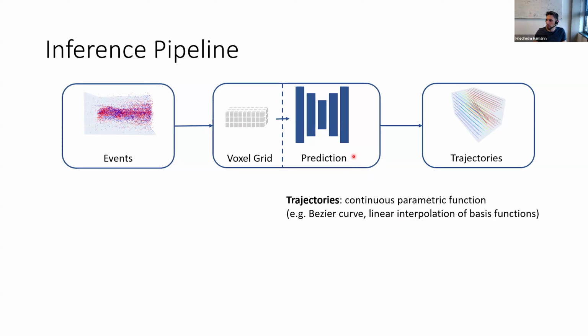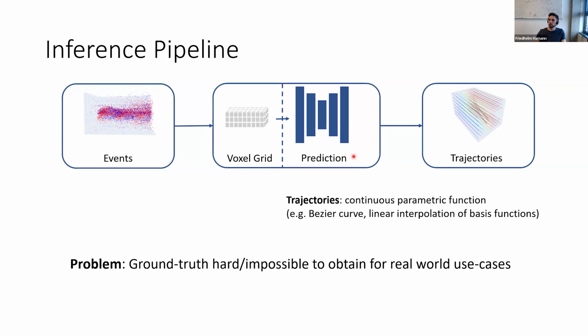The only question remaining is now, how do we train this network? And the problem is that ground truth is hard, if not impossible, to obtain for real-world use cases. So if we, for example, think back to this motivating bird example, there's not really a good way of how we can get pixel-level ground truth trajectories for this real data. We have several birds, they move fast, and they also show large deformations.